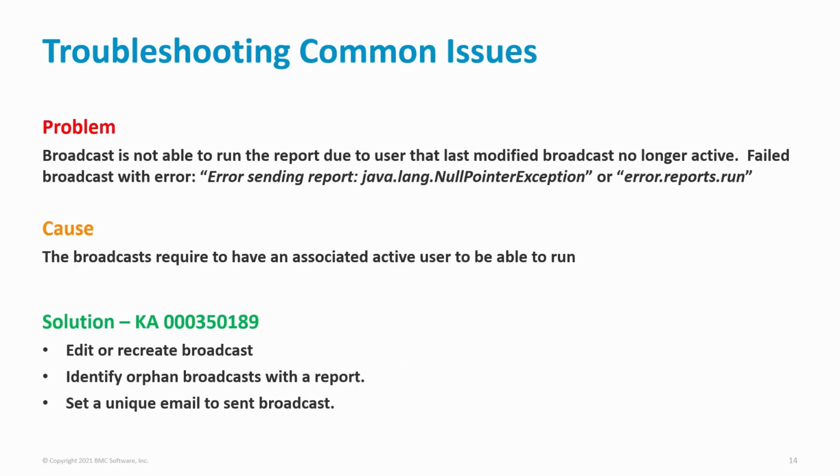Finally, we have a similar scenario for another common issue, but this time related to the relationship of the broadcast with the user. The broadcast is going to have a field that is called the last modifier. That means the user that last modified the broadcast, and the broadcast is going to use the email of that user, therefore creating a dependency on that user. In case we have a corrupted user, a missing reference, or just a user that is no longer active, that is set as the last modifier of the broadcast, the broadcast may fail with a null pointer exception or with a generic not able to run a report error message.